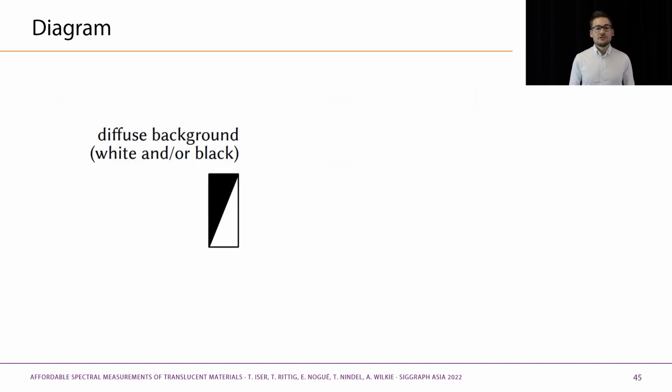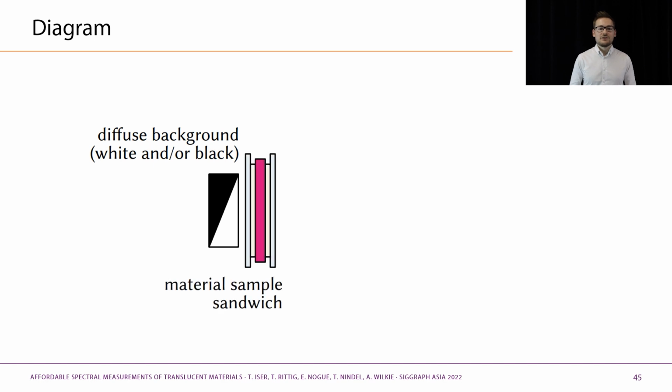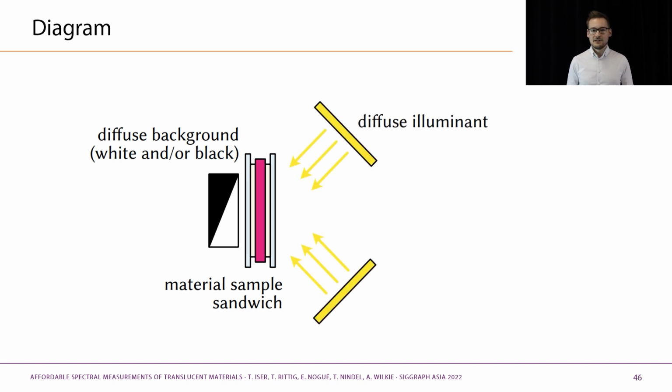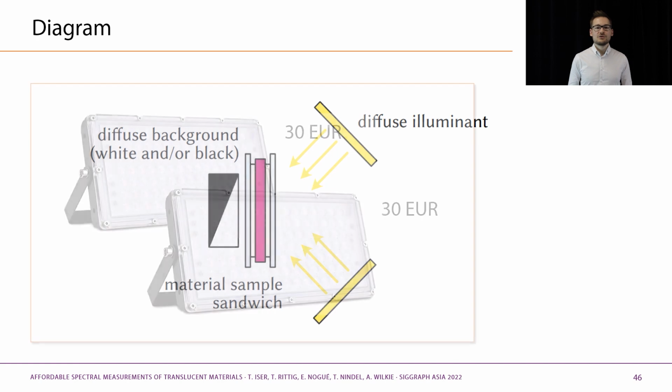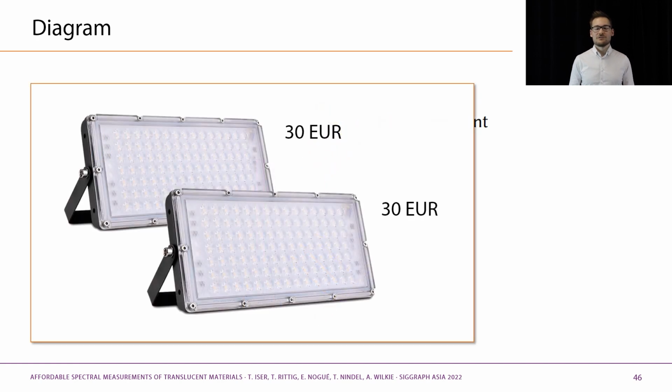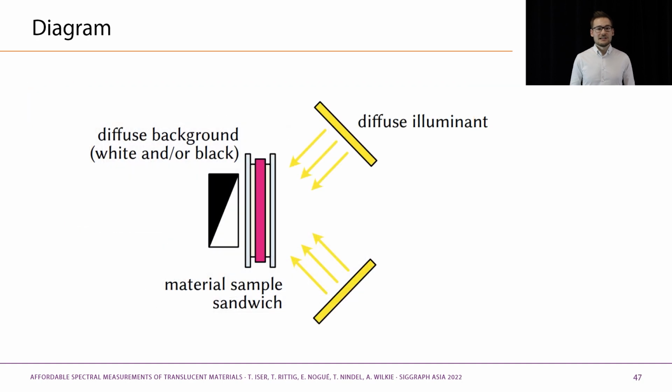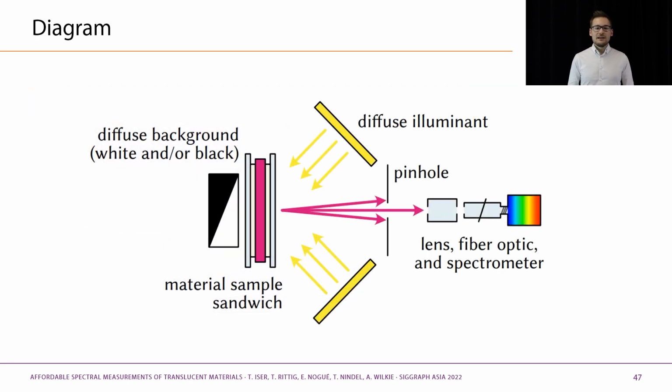The measured material is then placed right in front of the backgrounds. Solid samples need to be optically smoothened in a sandwich of immersion oil and microscope slides. The sample is diffusely illuminated. We showed that even 2 cheap LED panels provide very good results. The light that is scattered back from the sample is focused into a spectrometer.